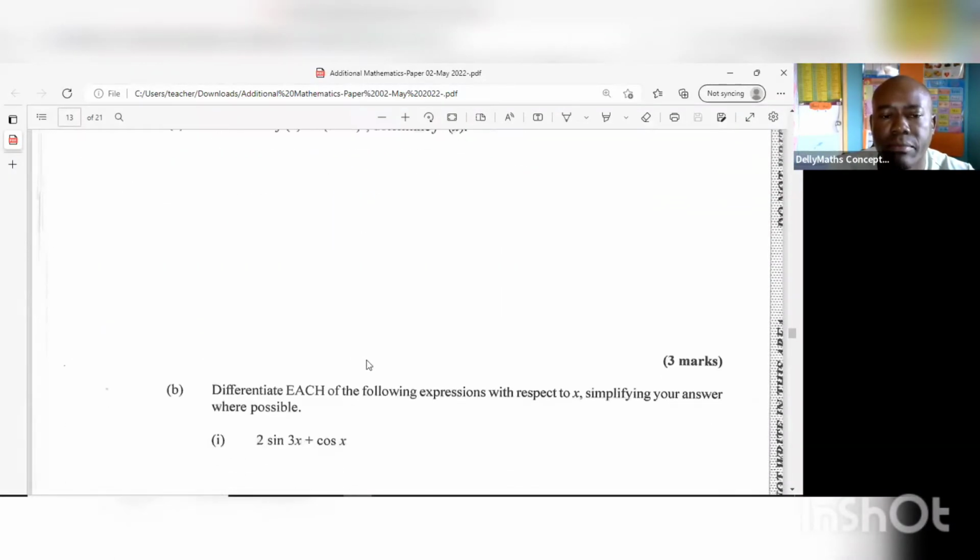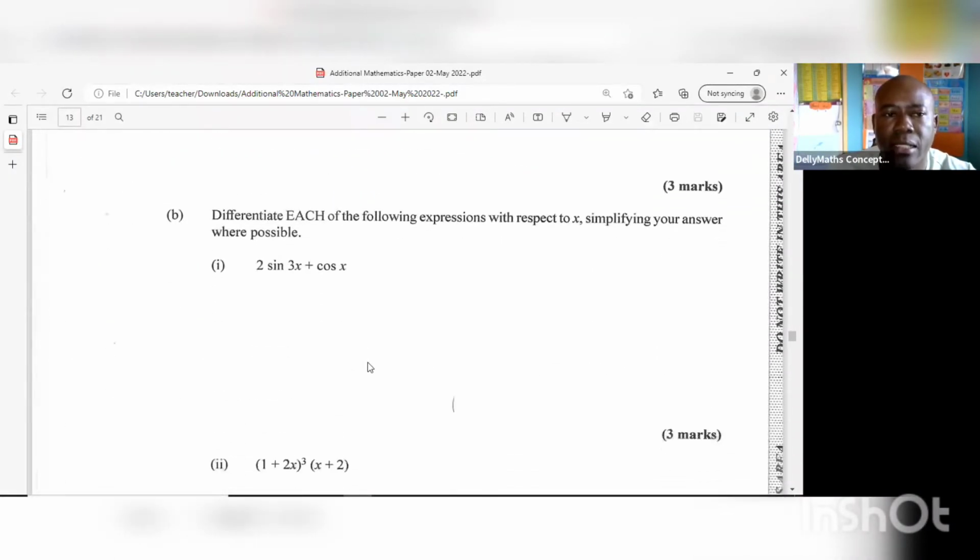All right, so the next question says, differentiate each of the following expressions with respect to x. All right, so we're looking at this here. I want to differentiate with respect to x.